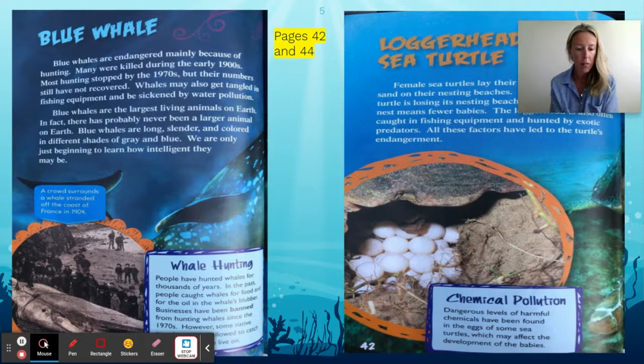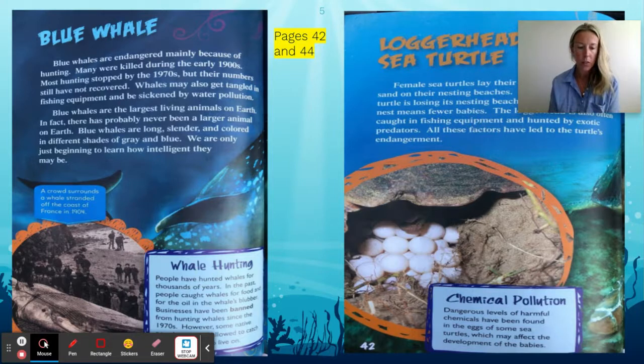A crowd surrounds a whale stranded off the coast of France in 1904. Whale hunting. People have hunted whales for thousands of years. In the past, people caught whales for food and for the oil in the whale's blubber. Businesses have been banned from hunting whales since the 1970s. However, some native people are still allowed to catch enough whales to live on. Please turn to page 42.